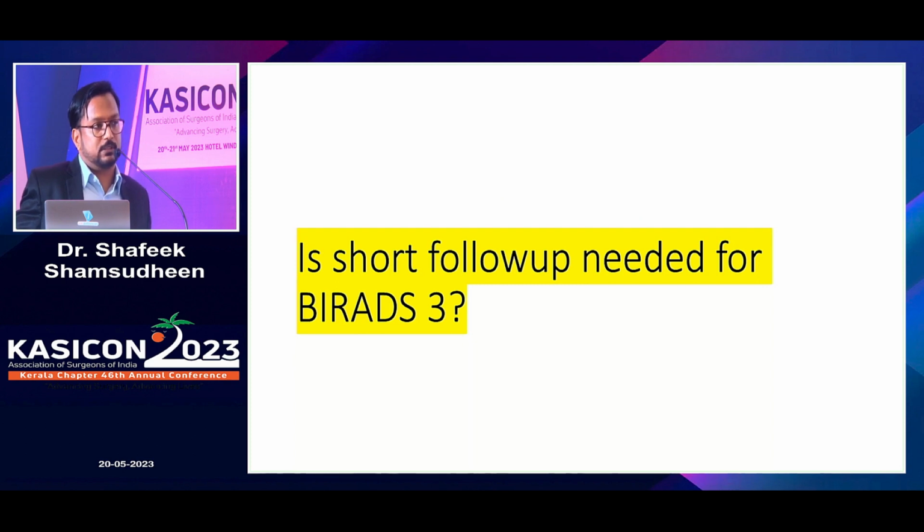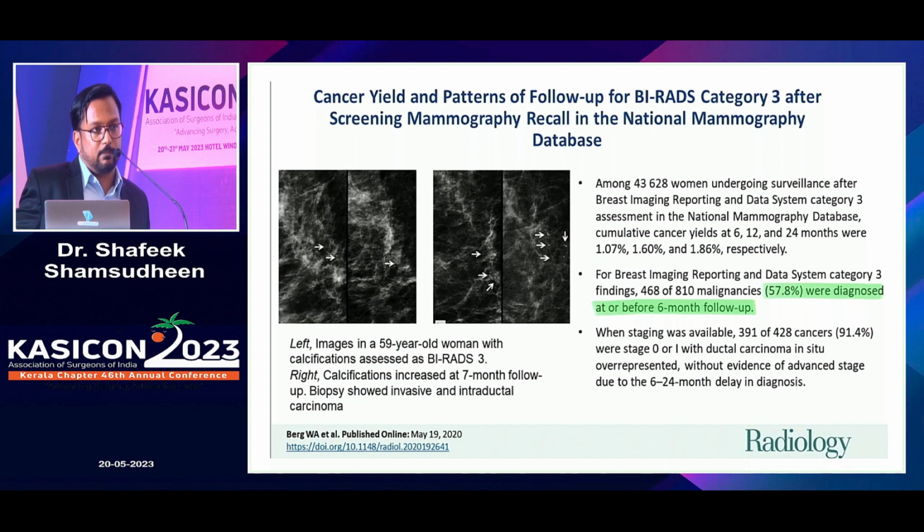Why can't you, if it's a stable lesion, go for a longer follow-up? Now, this study, which was published very recently from Wendy Berg's group, is a large study based on the National Mammography Database. It showed that up to 58% of these BIRADS 3 lesions which later turned malignant were picked up at around the 6-month follow-up. So, the first follow-up has to be at 6 months.